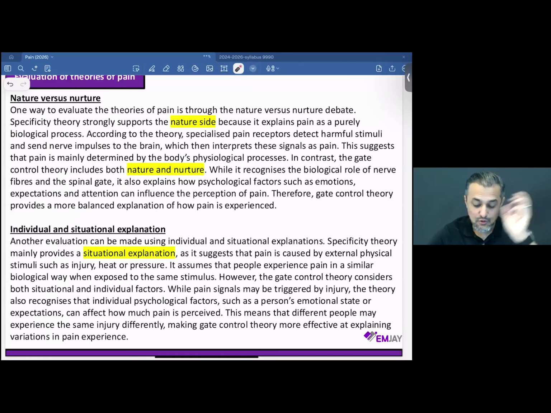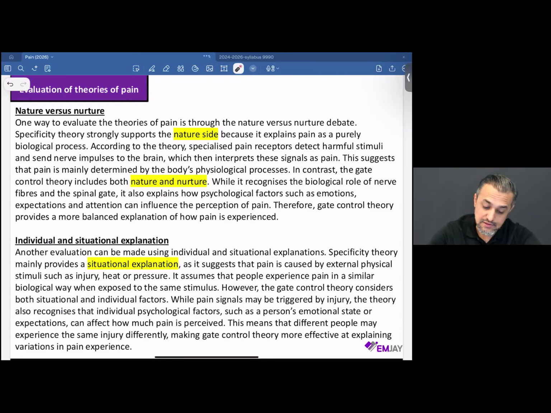Another way through which we could evaluate the theories of pain. Another evaluation could be made using the individual and situational explanation. Specificity theory mainly provides a situational explanation, as it suggests that pain is caused by external physical stimuli, such as injury, heat, or pressure. It assumes that people experience pain in a similar biological way when exposed to the same stimulus. However, the gate control theory considers both situation and individual factors. So this is the specificity theory, and this is your gate control theory.